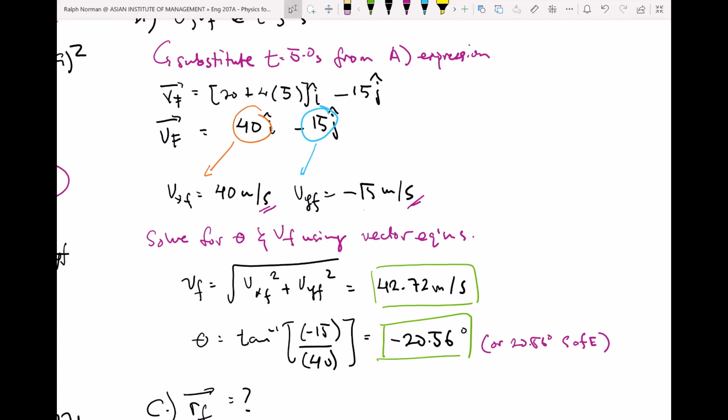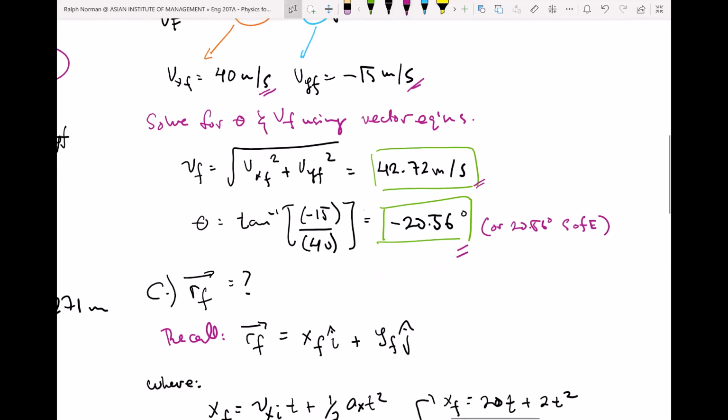Substituting the values, you would get 42.72 meters per second. To get the angle, or the direction in polar coordinates, you simply take the inverse tangent of the y component over the x component, which would give you 20.56 degrees. If I recall it right, it's negative, so it's going to go clockwise. So that's 20.56 degrees south of east.